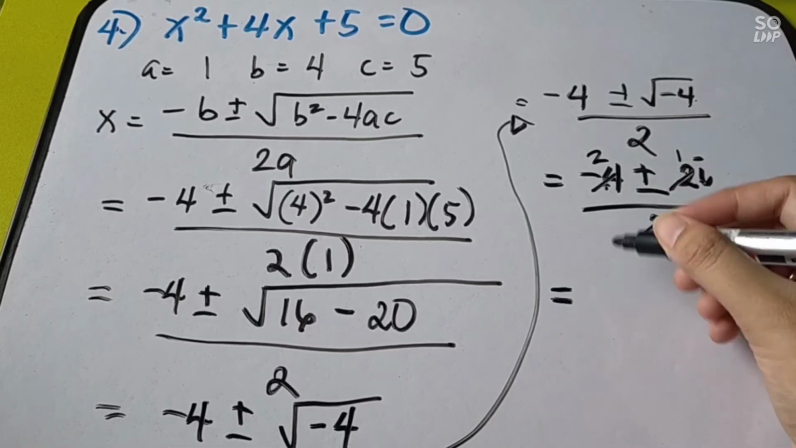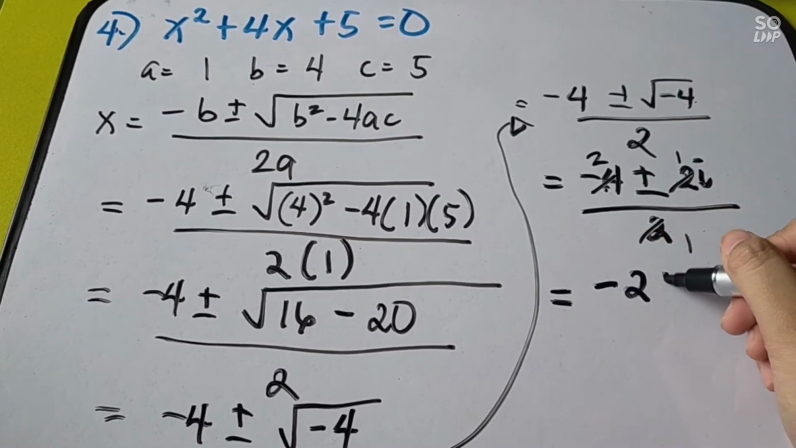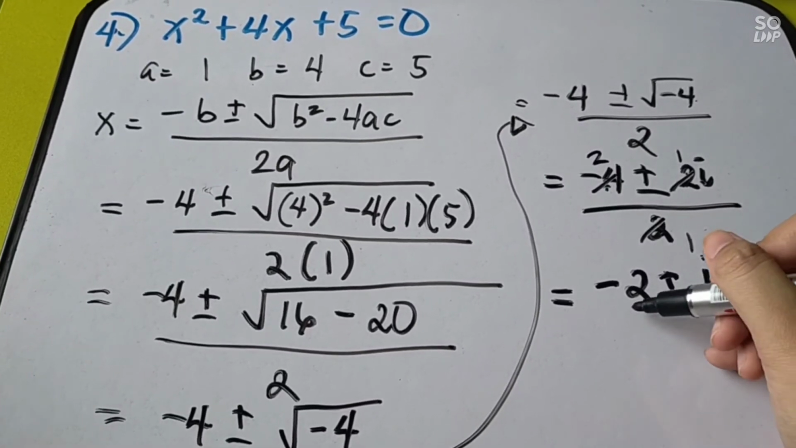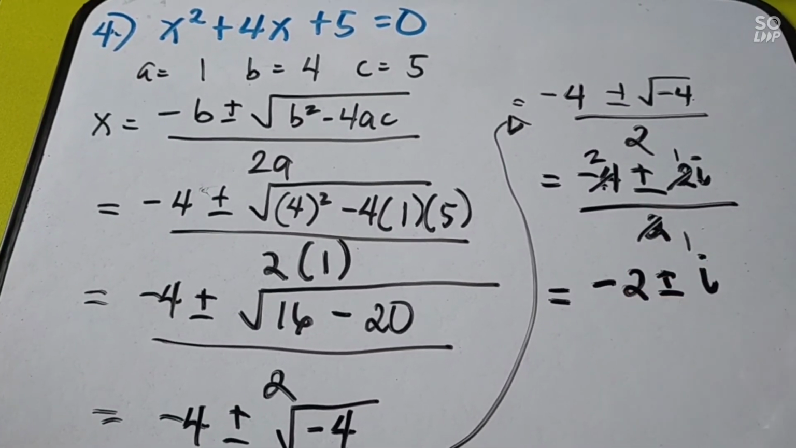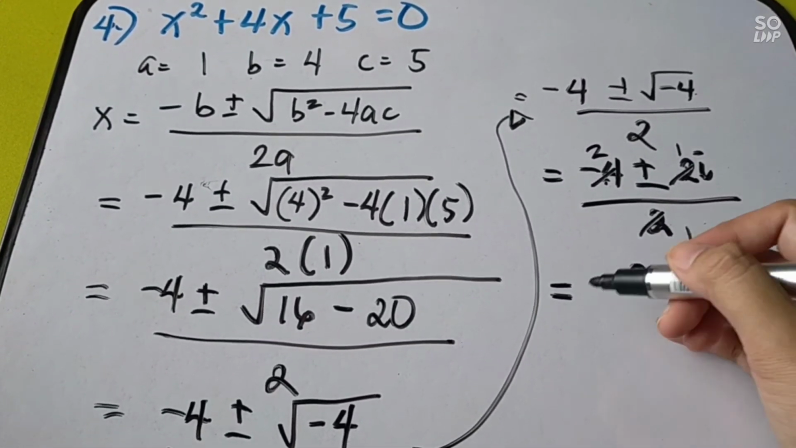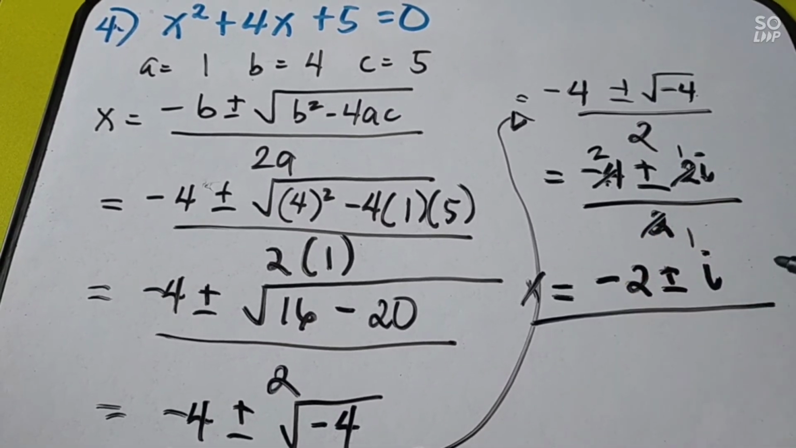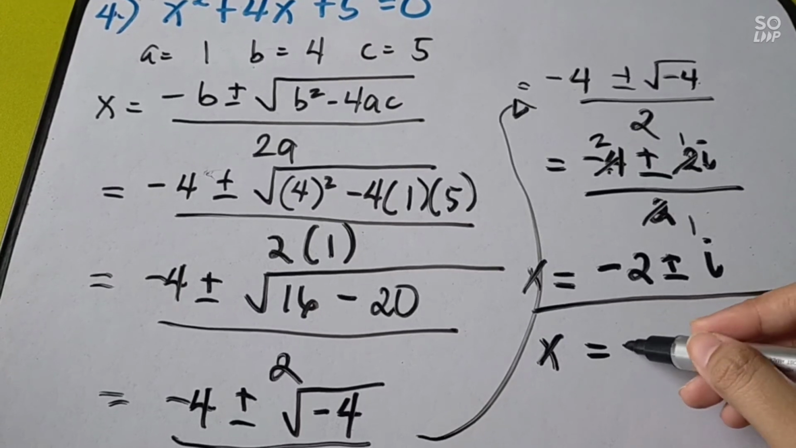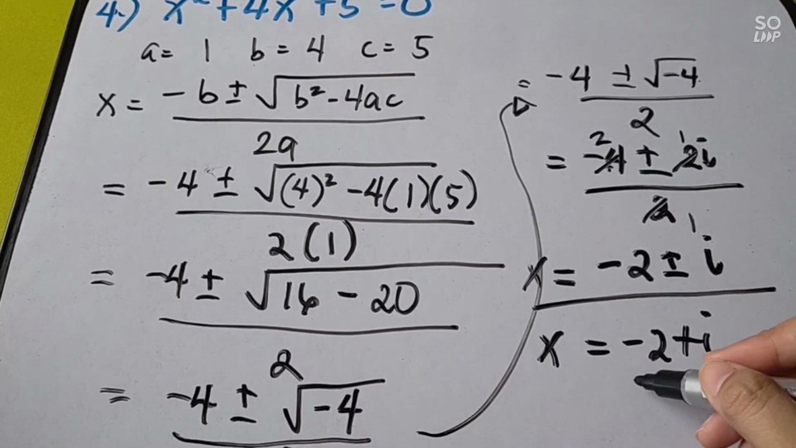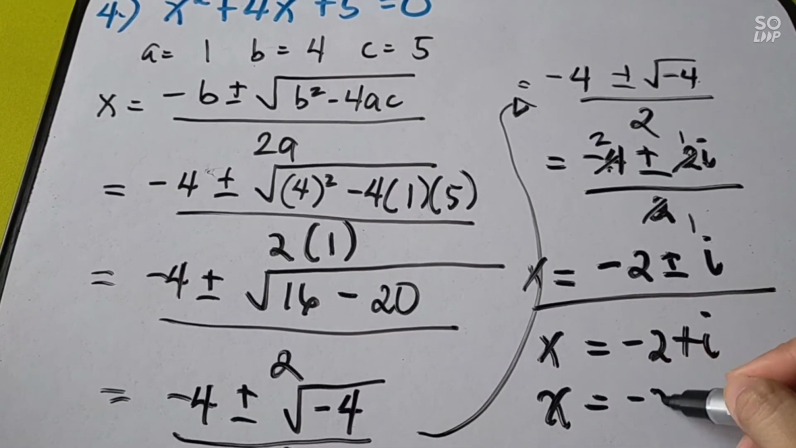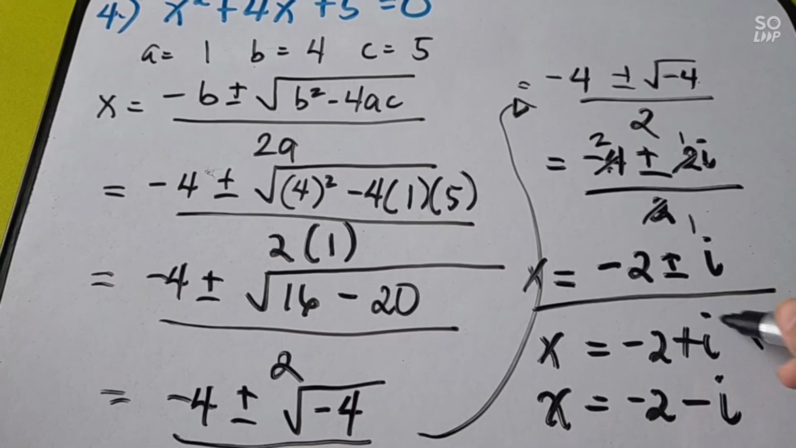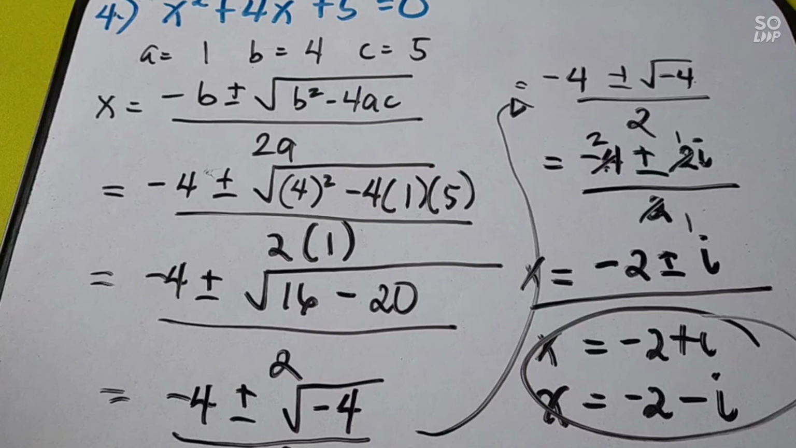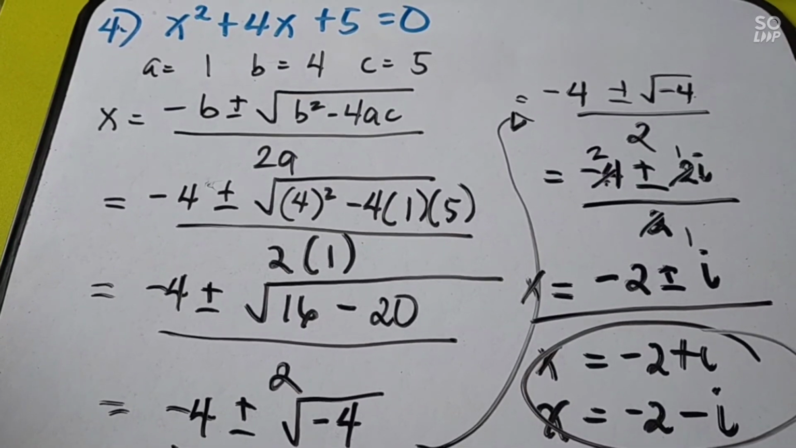So, it is equal to negative 2, positive and negative. Since 1 i siya, i na lang. Ayan. Over 1. So, wala na. Kasi over 1 na lang. So, ito na. This is now your x. Or, pwede mong i-separate. X is equals to negative 2 plus i, or x is equals to negative 2 minus i. So, yan na yan. That is now your answer kapag meron ka namang imaginary numbers.